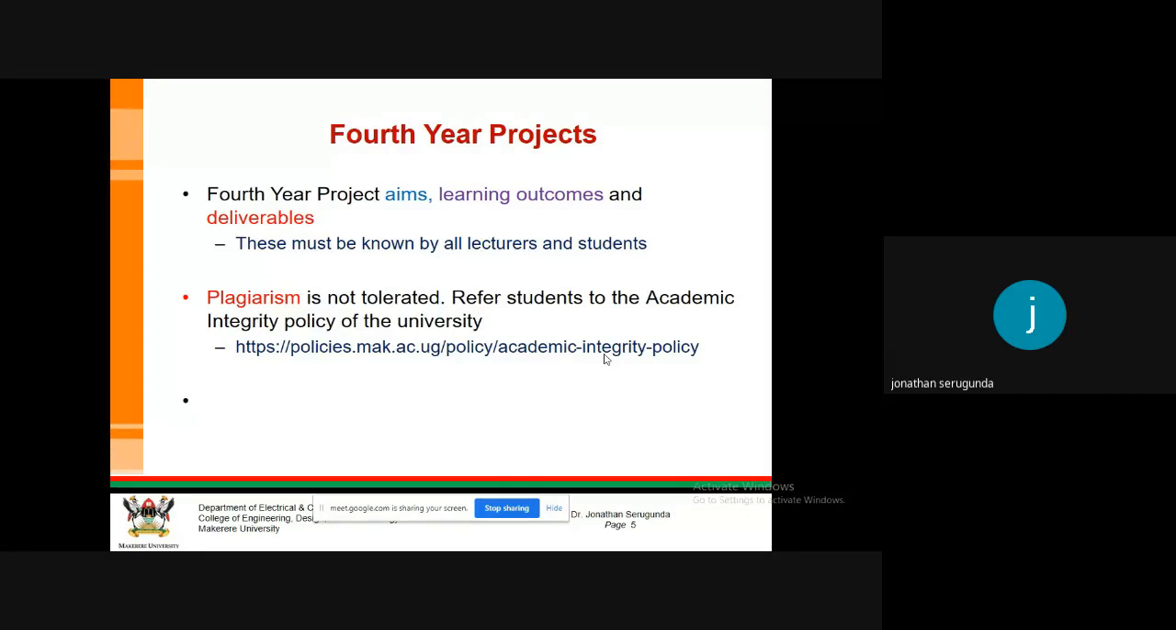Now, here we always refer students to the academic integrity policy of the university. And the penalties are, if you're caught, either you have to retake the project, and in some cases you can even be dismissed from the university.